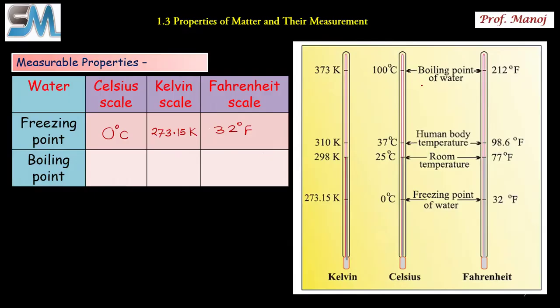If you compare the boiling point of water, in Celsius scale, it is 100 degrees. In Kelvin scale, it is 373.15 Kelvin, or you can also write it as 373 Kelvin. And 212 degrees Fahrenheit in the Fahrenheit scale.